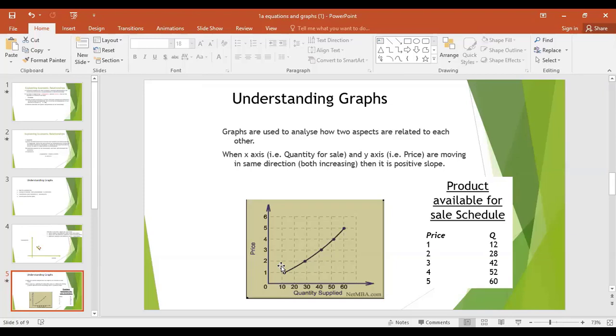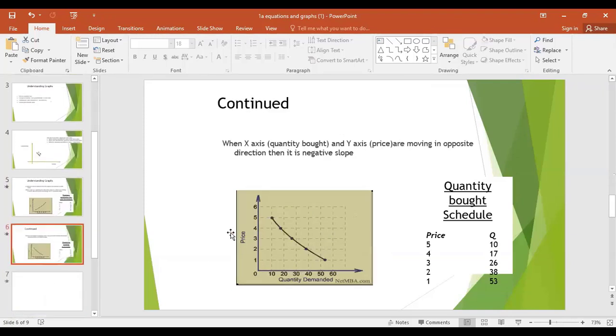So a graph can be of the first type, that is positive slope. Then there is the second type, that is negative slope. When both movements are opposite, if you are moving from the highest dot to the lowest dot, this is decreasing but this is increasing. They are inverse to each other, it means it's a negative slope graph. So it is confirming that the function is inverse.